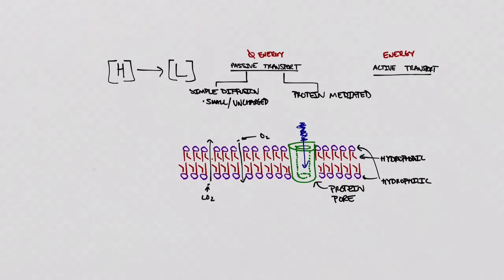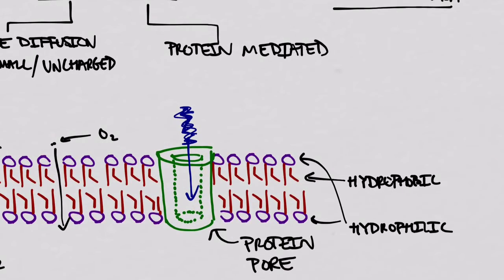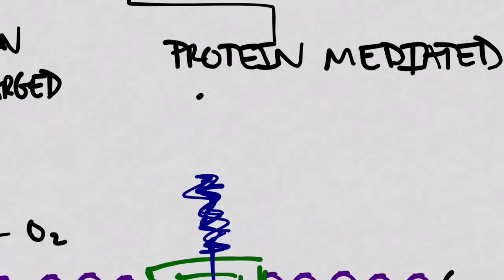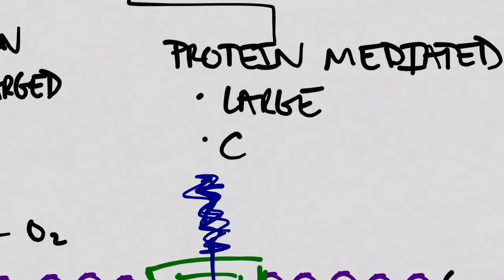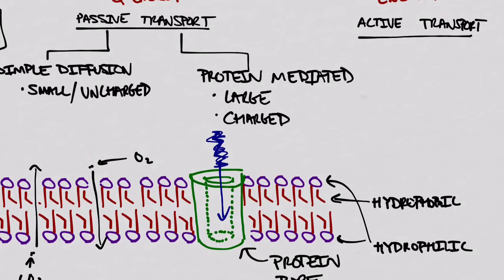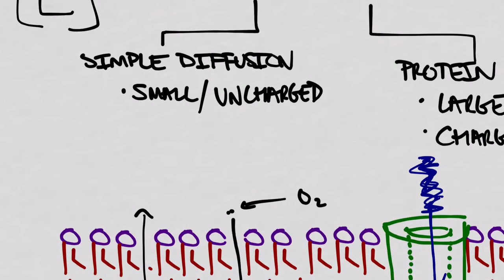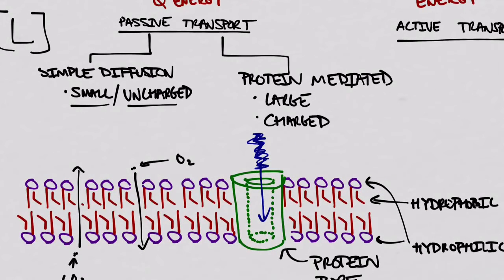So again, passive transport is always from high to low, but protein-mediated passive transport is for large molecules or for charged molecules, because they can't move through the membrane easily. This is in contrast to simple diffusion, in which the particles are both small and uncharged. These can be either large or charged.